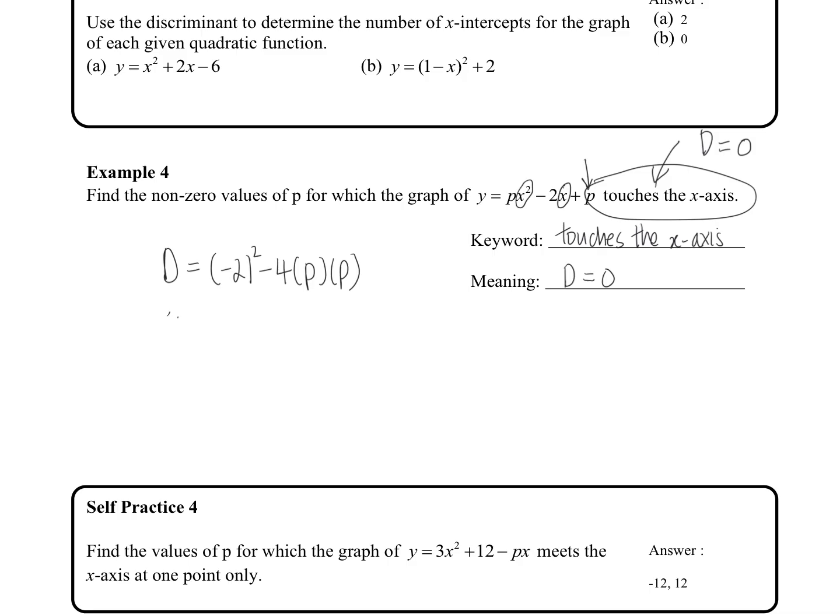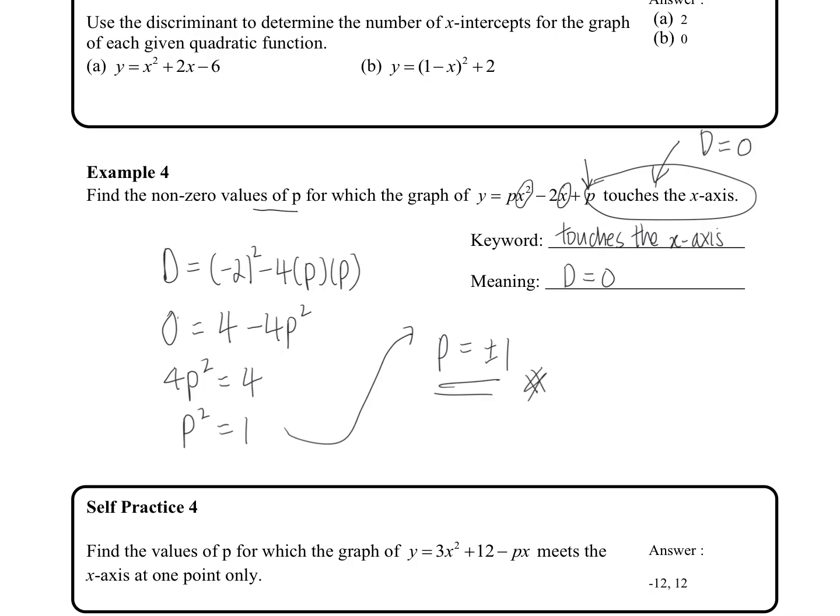So this is equals to 0. You can solve them easily. So take a square root, you will get plus minus 1. So your non-zero values of P will be 1 and negative 1. That's all. So this chapter is about keywords. They tell you what is the discriminant, or they ask you to show.